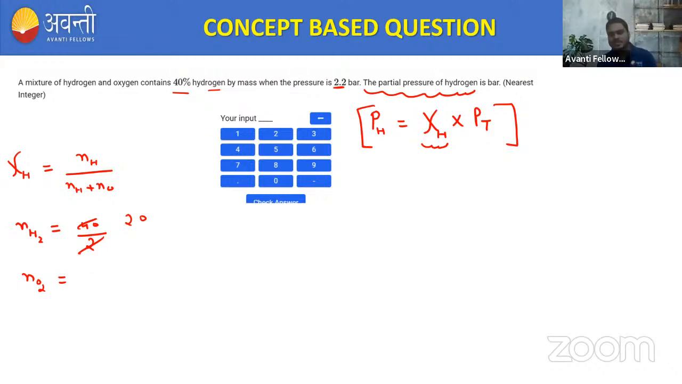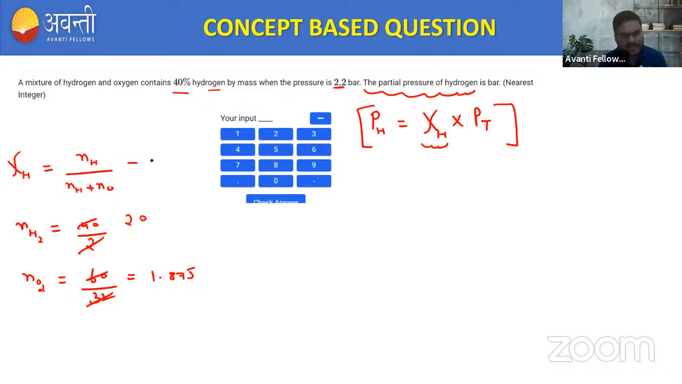60% must be oxygen. So if someone gives the composition in percentage, if someone says 40% here is hydrogen, it means 60% is oxygen, because it is a mixture of the two. So this is 60% upon the molecular mass of O2, 32. So this comes out to be 60 upon 32, which is 1.875. So you calculated 20 and 1.875.